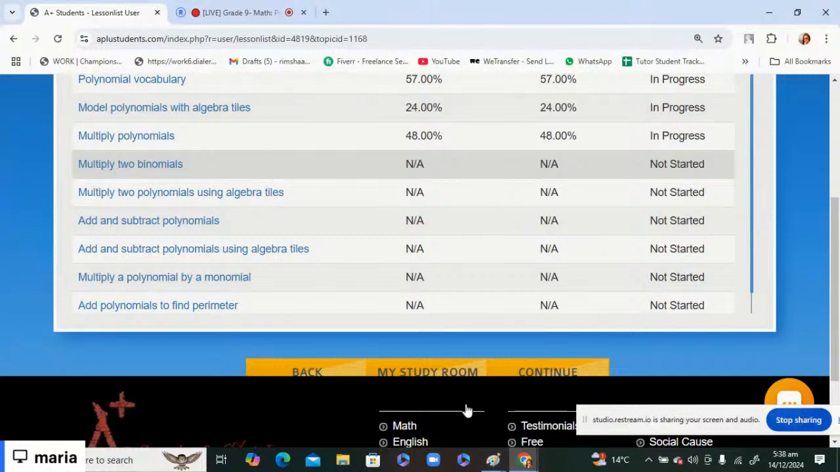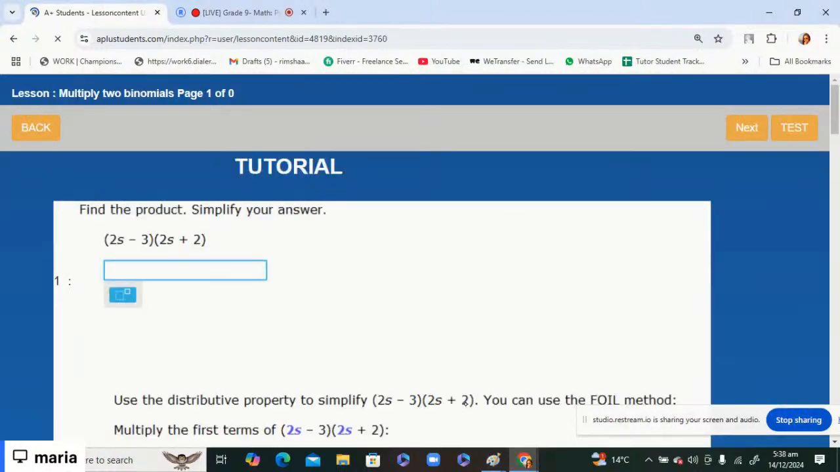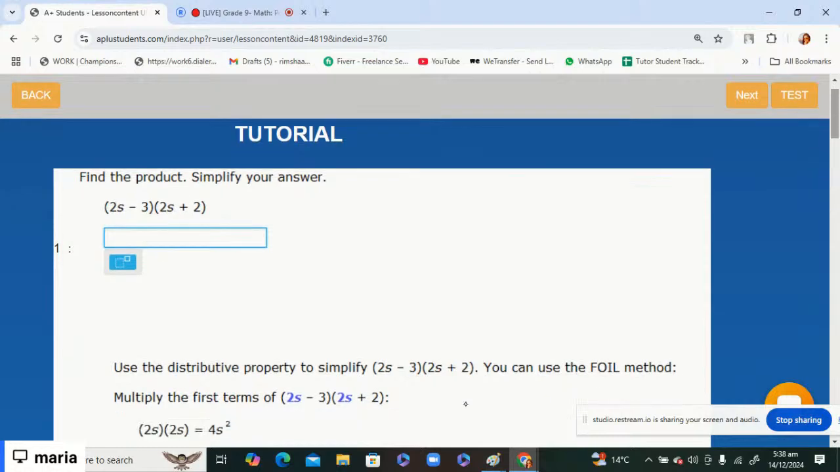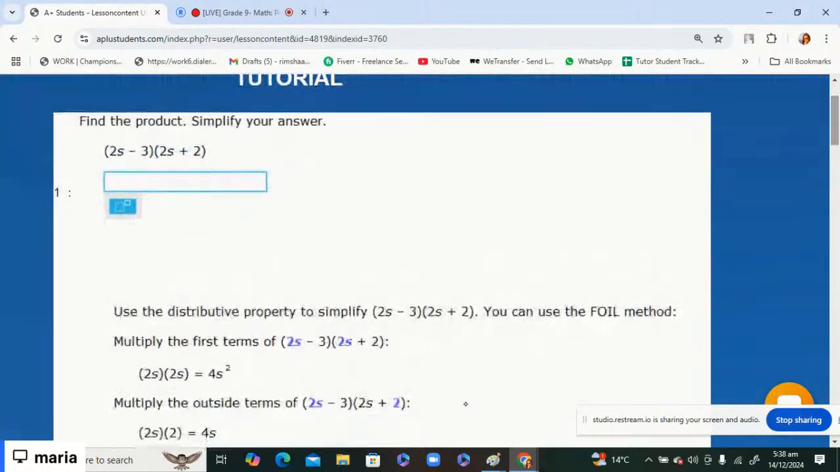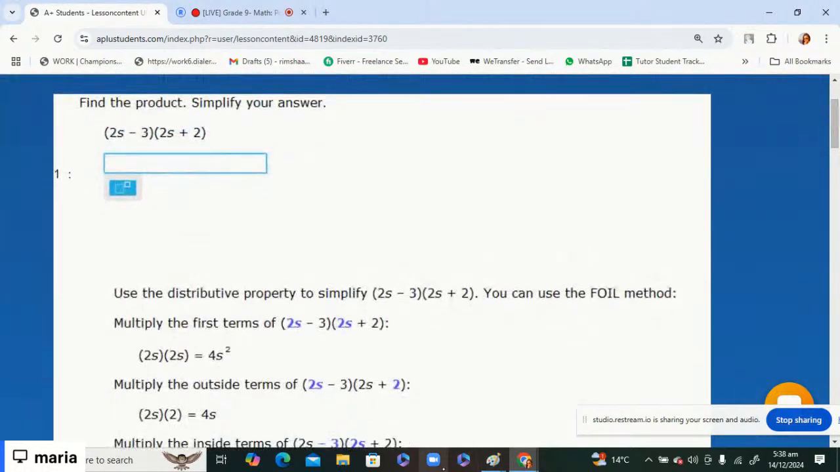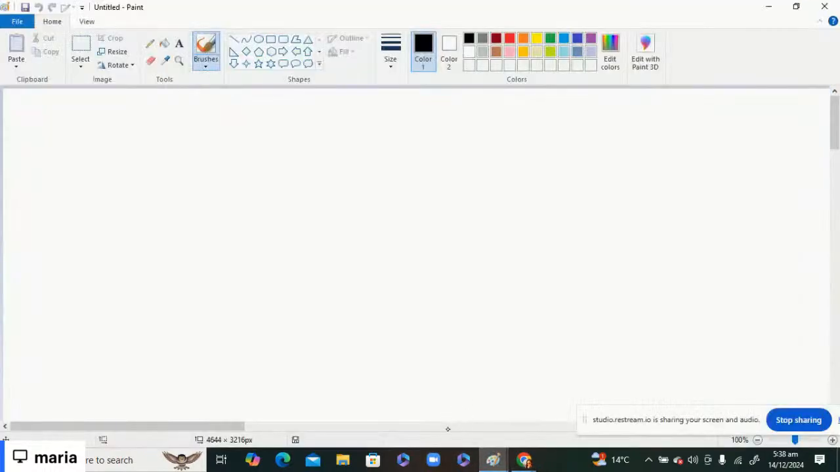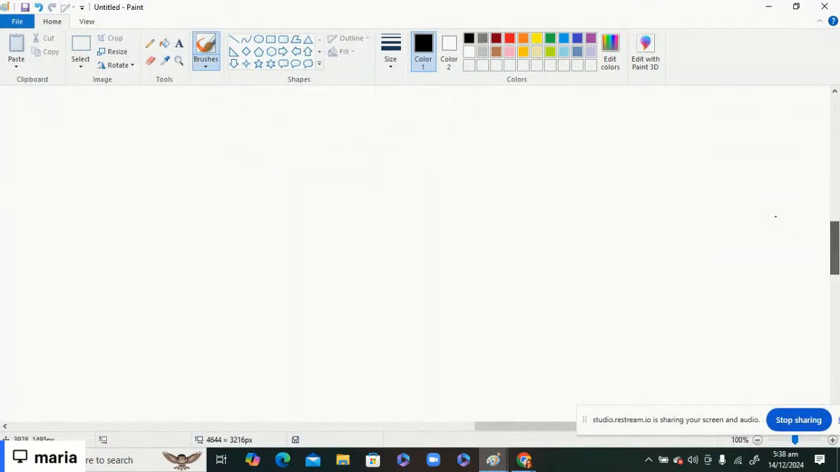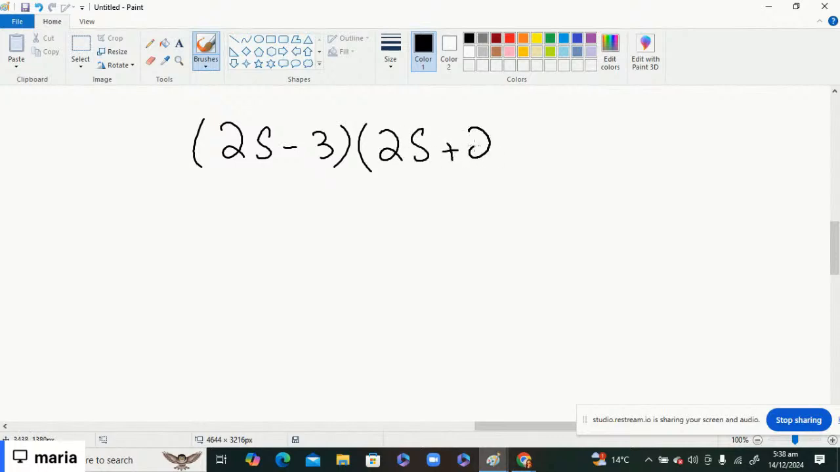Now multiply the two binomials. Let's see this one. This is again just the same like the multiplication. Okay. 2s minus 3, 2s plus 2. Now multiply. How can we multiply these two terms? Simply multiply 2s with first of all this one and with this one.